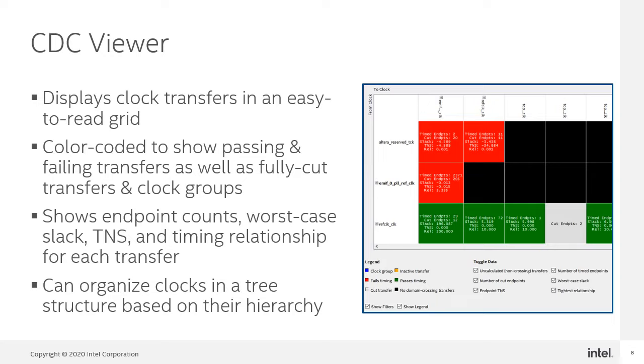The grid in the Setup Transfers report can be configured to display clocks as either a flat list or in a hierarchy, where generated clocks are displayed as children of the clock they are derived from. The CDC Viewer shows the endpoint counts, worst-case slack, and total negative slack for each related clock.